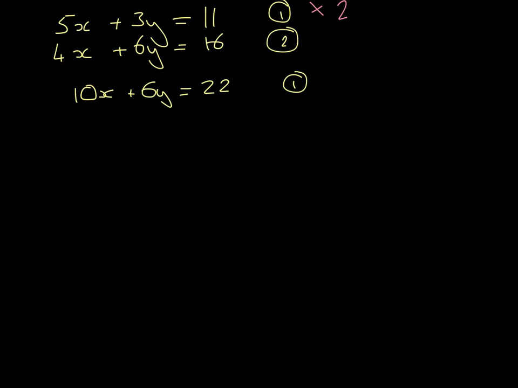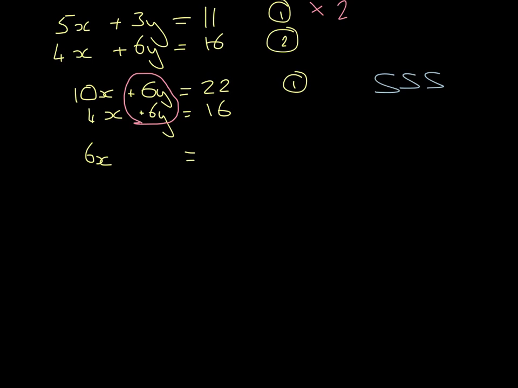And I'm now going to write equation 2 underneath it. 4x plus 6y equals 16. The coefficient that is the same is in front of y. And both those signs are the same. So, same sign subtract. So I'm going to take away the two equations. 10x take away 4x is 6x. 6y minus 6y is nothing. And 22 minus 16 leaves me with 6.